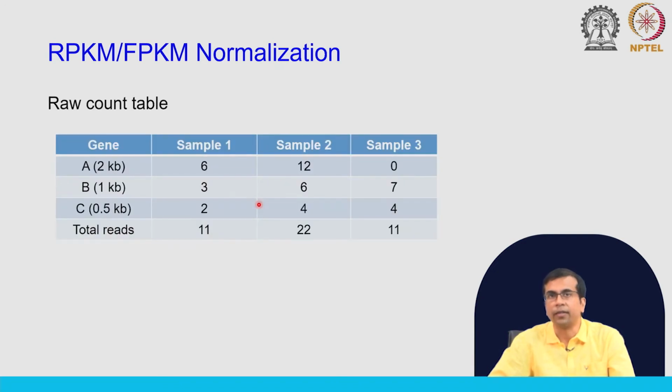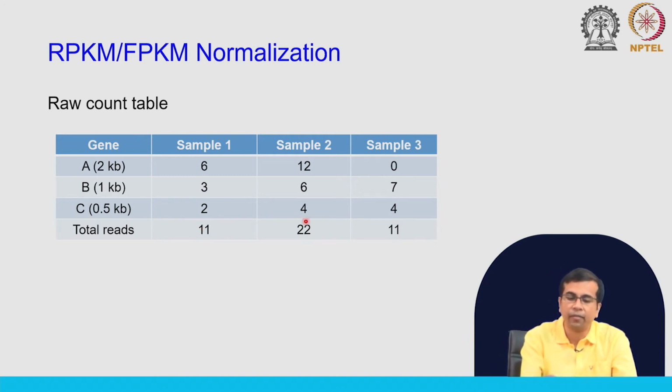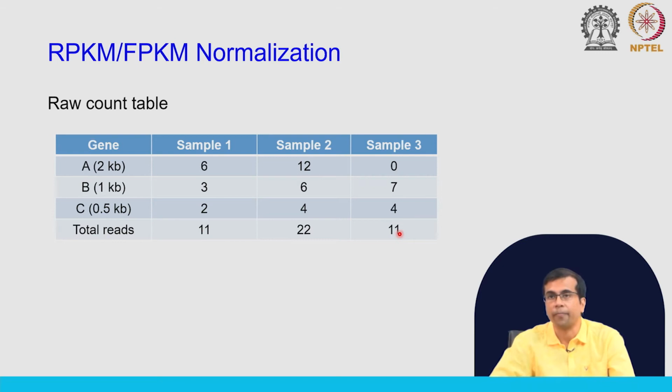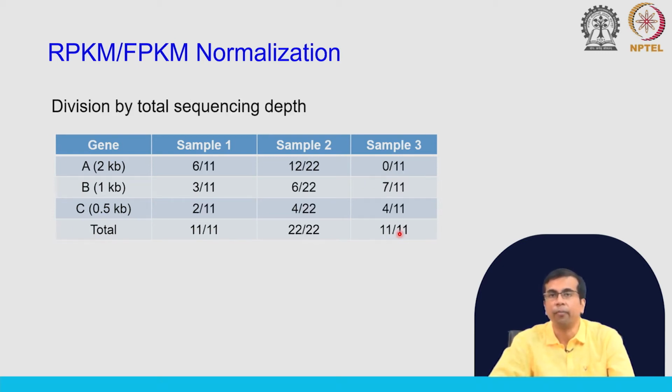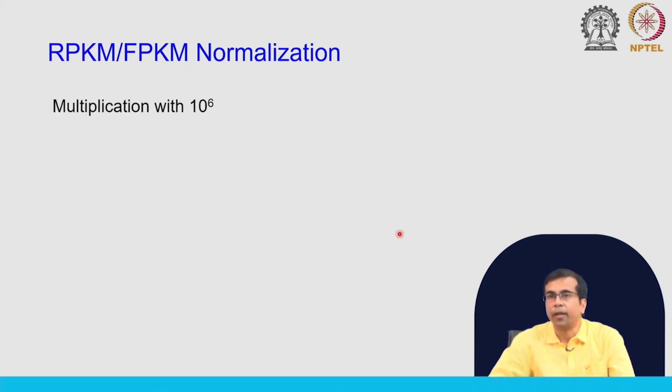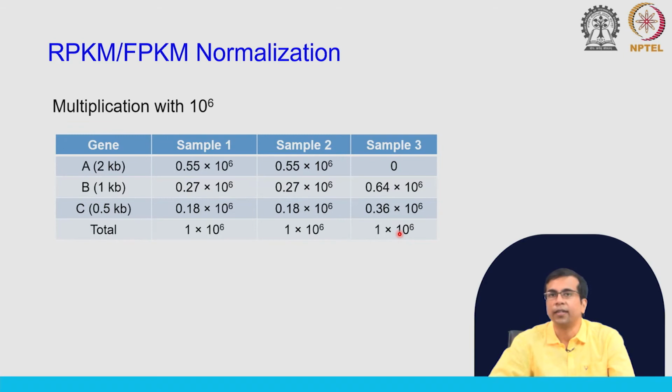Okay, so let's take this earlier example and now do this RPKM FPKM normalization. We follow this method. First we divide by the total sequencing depth. In this case for sample 1 this is 11, for sample 2 it's 22, for sample 3 it's 11 again. Let's do the division as before. We have seen this before. Then we multiply by 10 to the power 6, and these are the numbers that we get. We did this just before this method, and we get this total the same for all the samples.